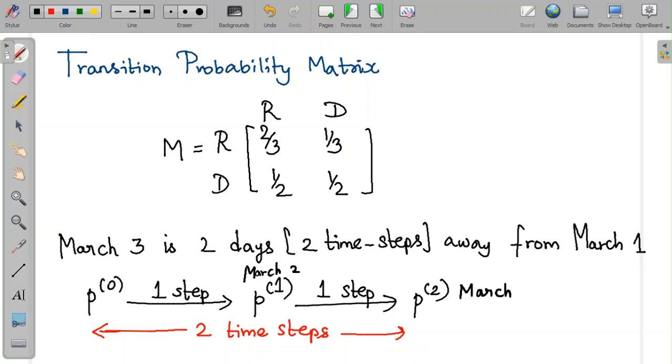So one time step at a time, we'll go to March 2 and then go to March 3. Or if we directly compute two time steps, we'll directly end up in March 3. So we need P2 from P naught. Now I'm going to discuss two different methods in which you can do this, so that based on the problem and the size of the problem, we can choose whichever method is convenient to us.